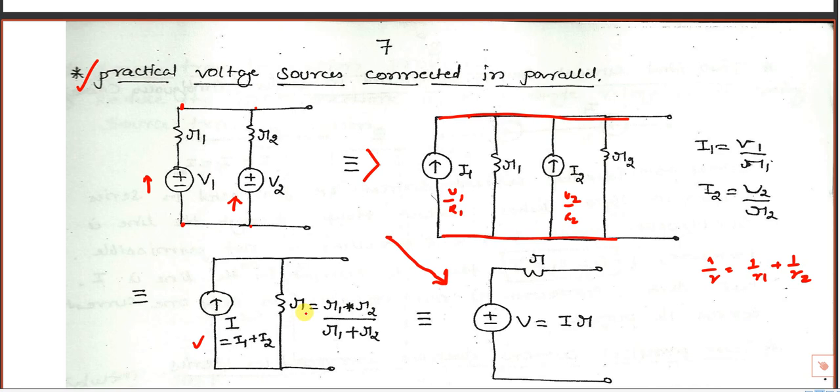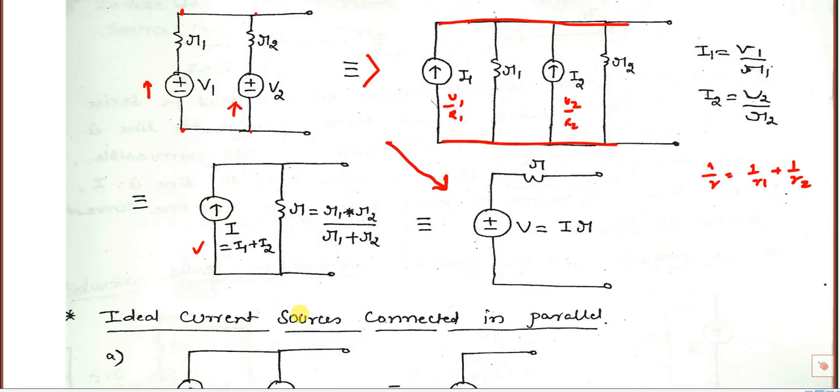Again, here we have sources in parallel, so we cannot add voltages. In parallel, only we can add currents. So that's why we converted two practical voltage sources into two practical current sources. Then we added the two currents going towards the node above, and the two resistances. Instead of that, we have written one single resistance. After that, once again we convert this current source into a voltage source.